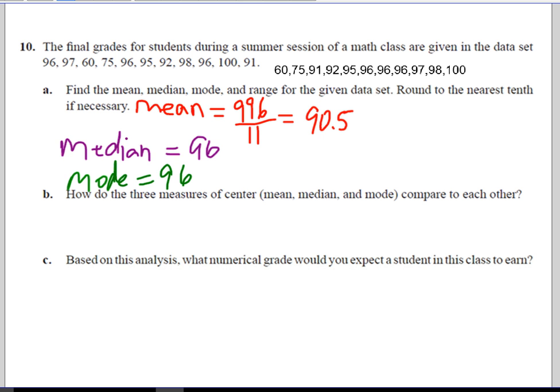And then we want our range as well. Well, we have one perfect score of 100 and a not so hot score of 60 to give us a range of 40.